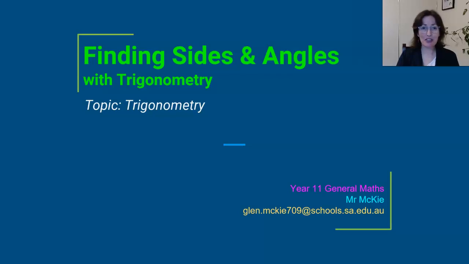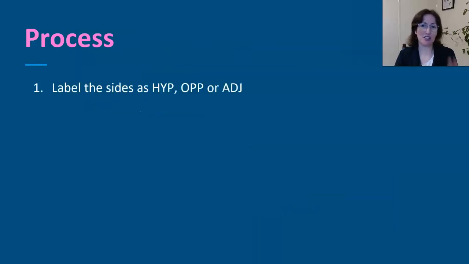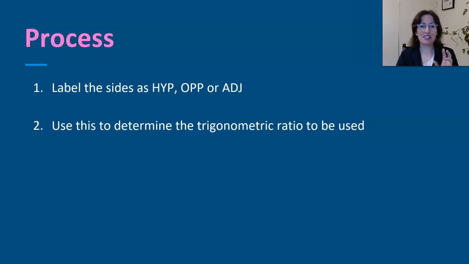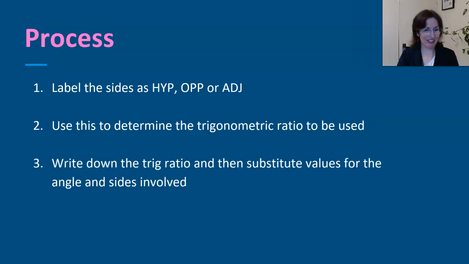In this video, we're going to look at finding sides and angles using trigonometry, SOHCAHTOA. So let's work through these. So the process that's involved, we must label the sides of the triangle first: hypotenuse, opposite and adjacent, or H, O and A. Then you need to use that information to help you work out which trigonometric ratio to use, which is the sine, cos and tan.